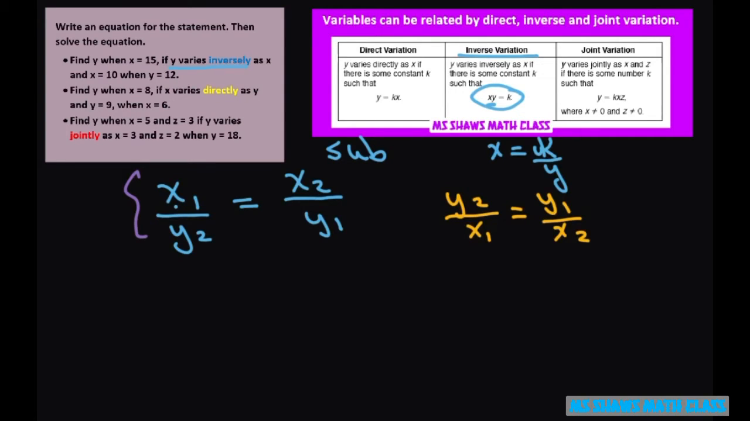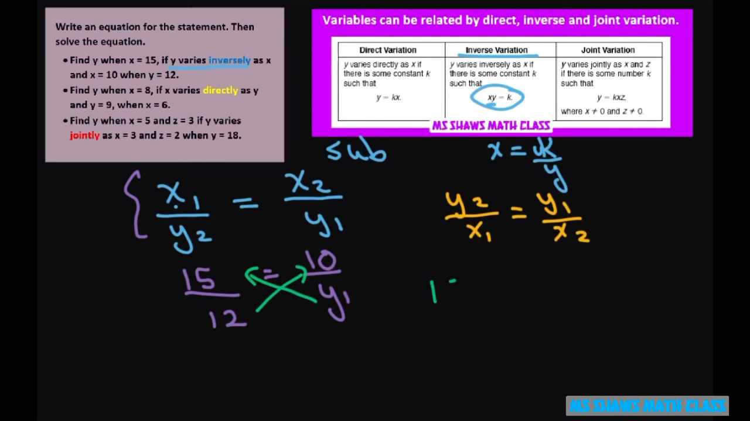So basically, we have 15 for x, and that's going to go with what we're looking for, our y. And our y sub 2 is 12, equals 10. And then you just cross multiply and solve. So I'm going to cross up this way.